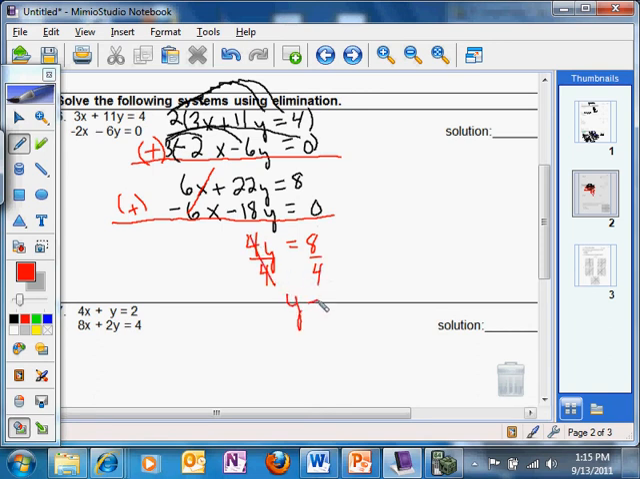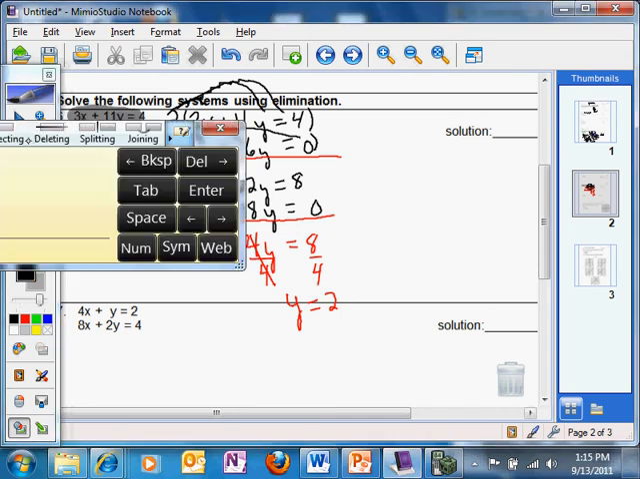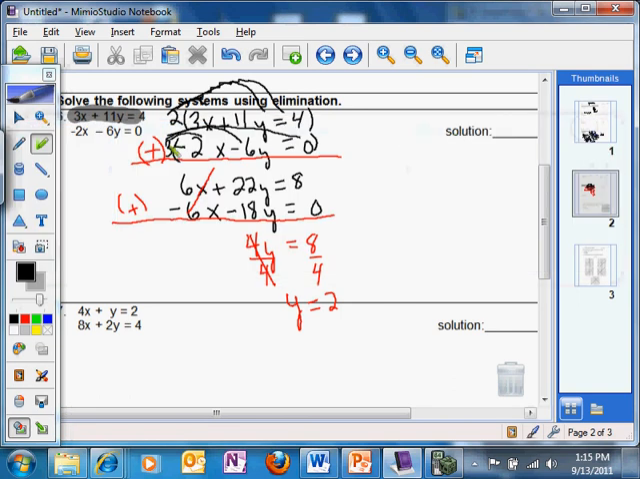and y is 2. Now that I know what y is, I can come back up here and put it in any one of my equations and solve for x. For instance, if I just choose to use this one right here, I have 3x plus 11 times y, which I'm going to substitute that value in for, equals 4, and y is 2, so it goes right there. Now I can solve for x.